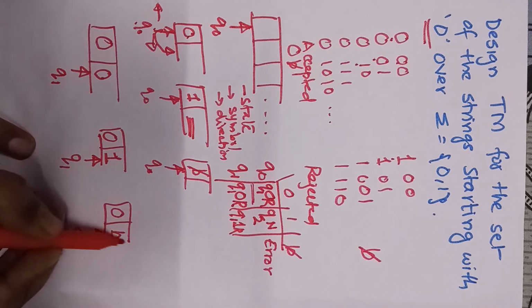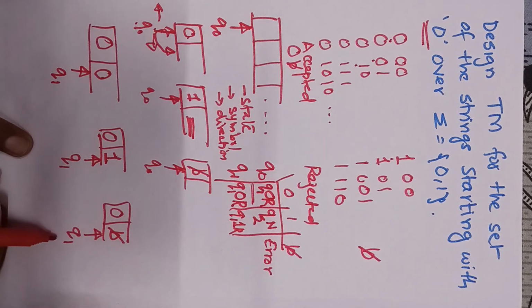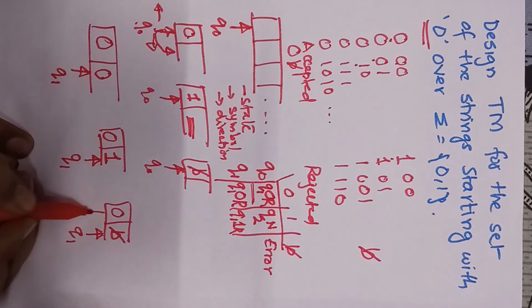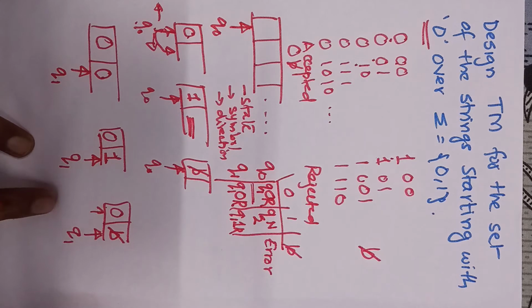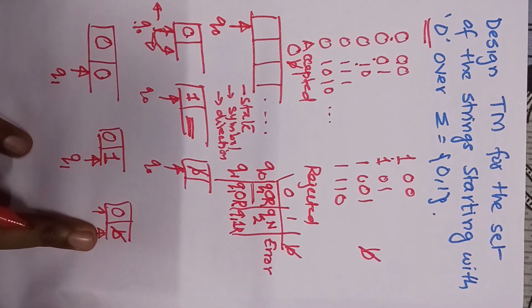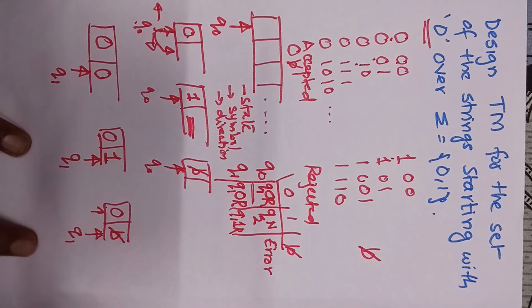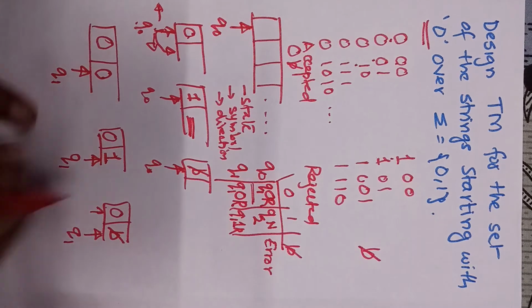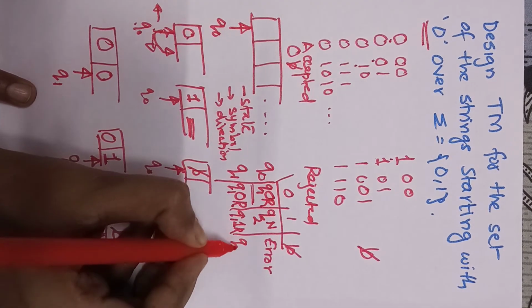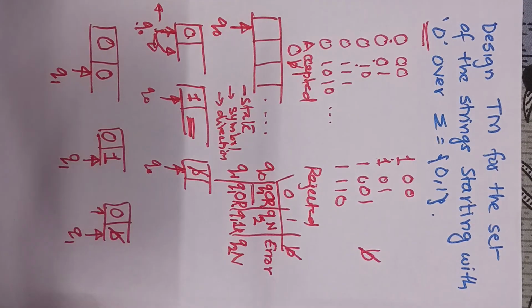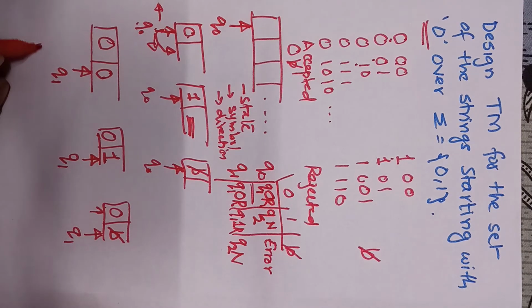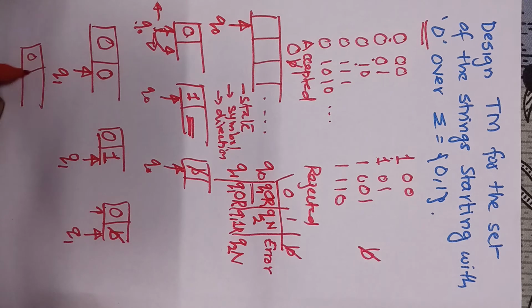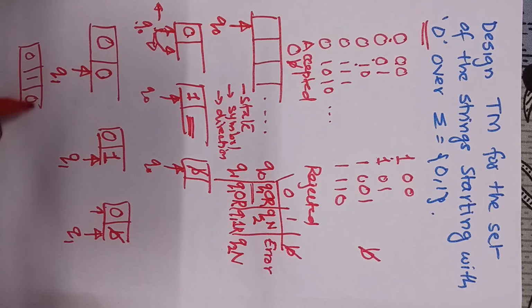Now if I get a blank, that is the end of the string. If it is the end of the string, that means the string has started with 0, and we have reached the end of the string. So that is the end of my complete execution. Here this is the final state, and I don't want to have any kind of operation. Now the same algorithm I can check for 0, 1 and 0.